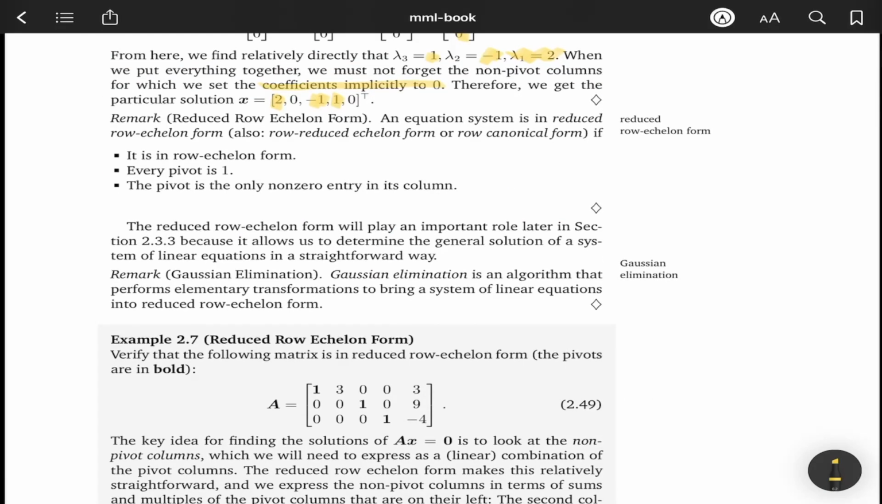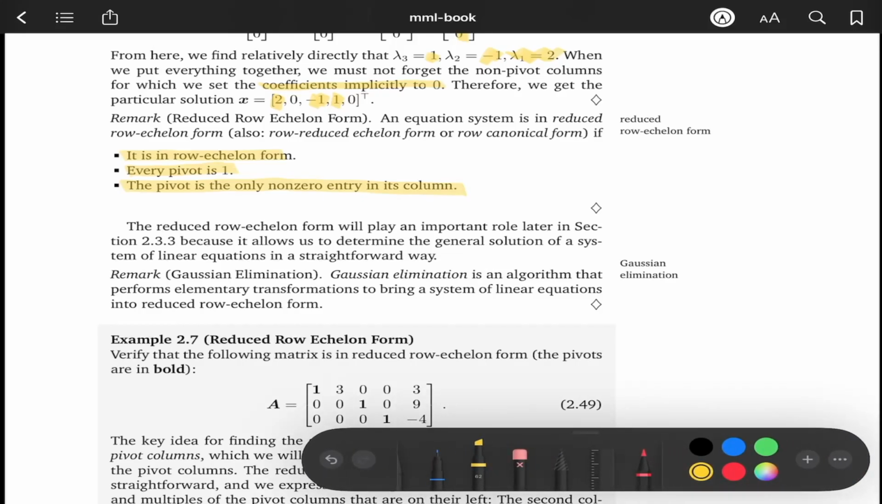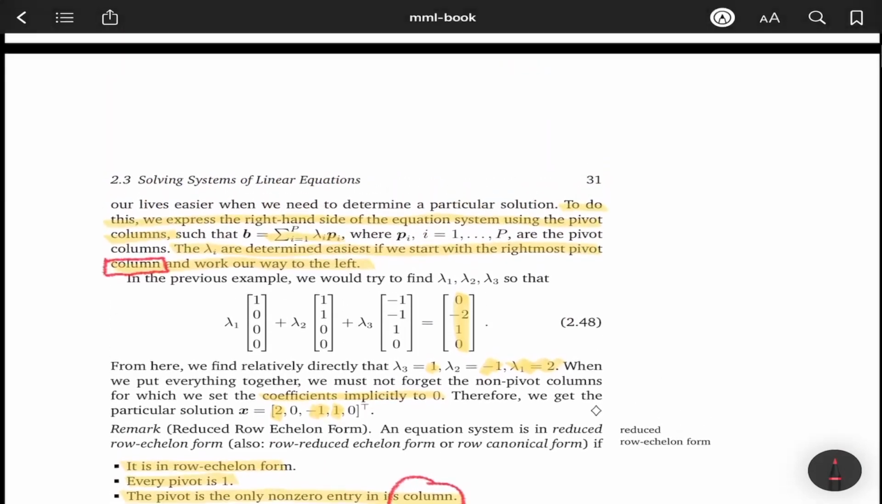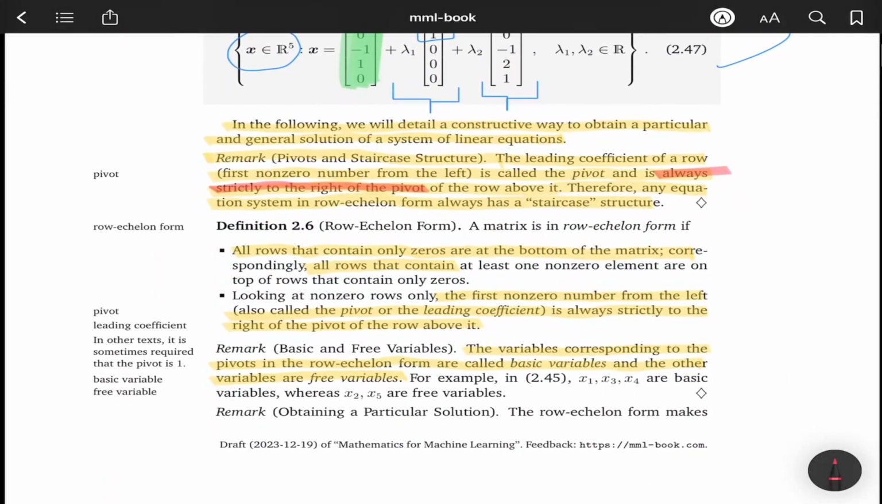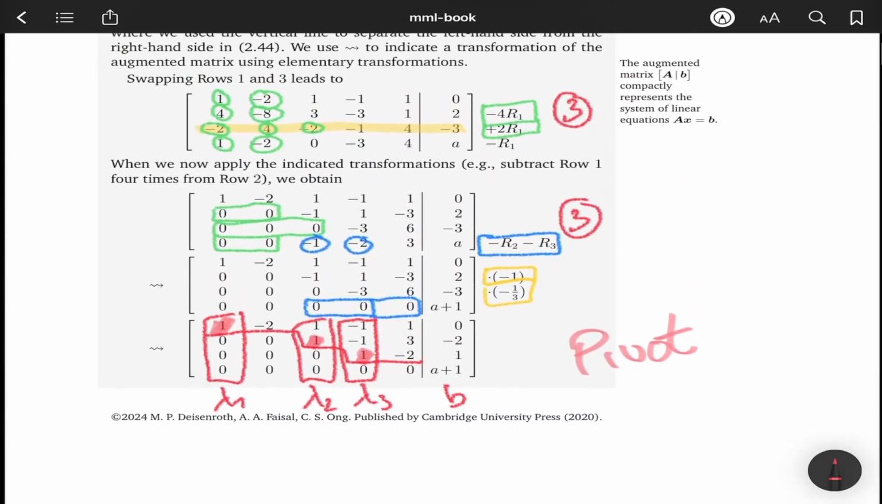Okay, so let's go to the reduced echelon form. It's saying that it is reduced if it is already in the row echelon form, every pivot is 1, and the pivot is the only non-zero entry in its column. Okay, in its column, that's the point. What about the normal echelon form? What was that again? I think the normal one is just making sure that you're in a staircase. And also, they don't say that the pivot has to be 1. It was just an assumption on my side.